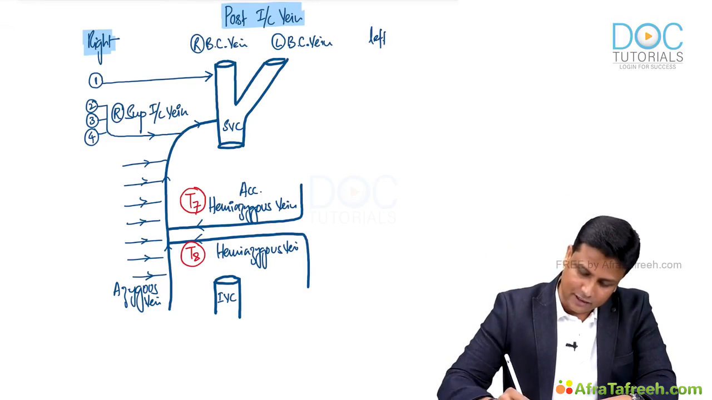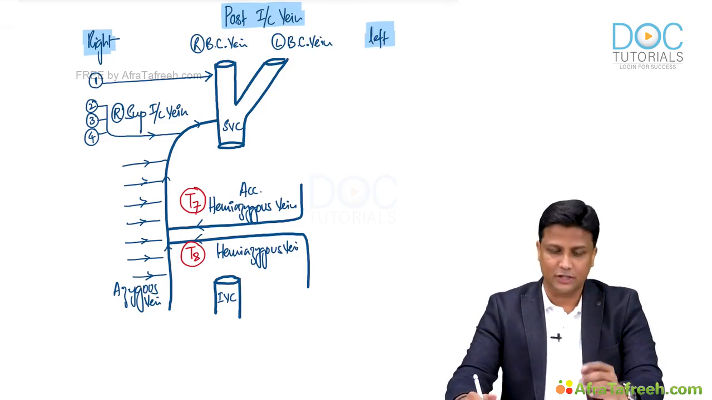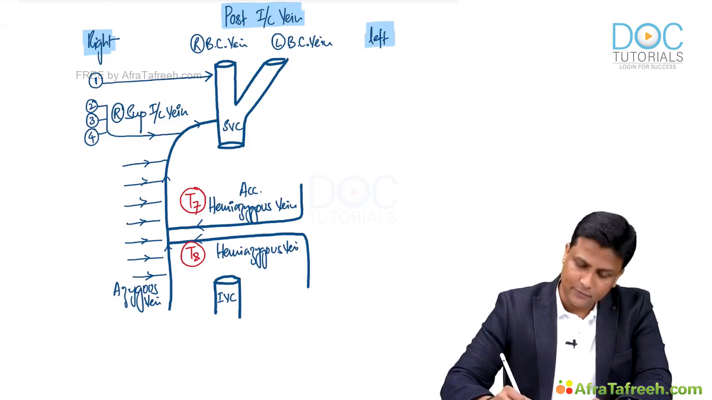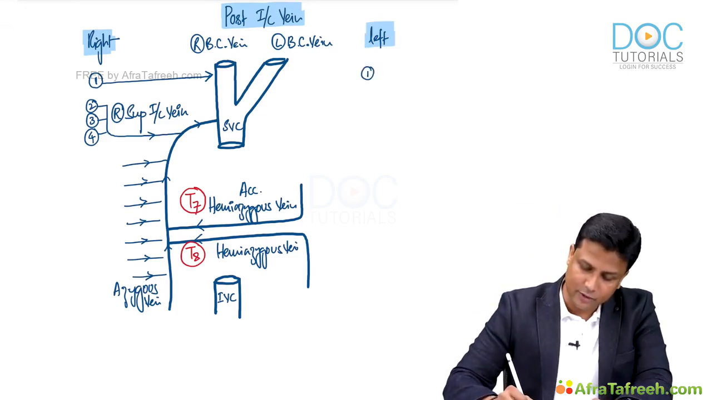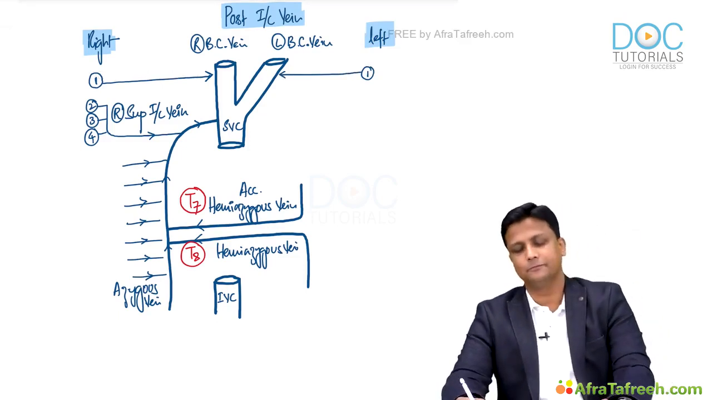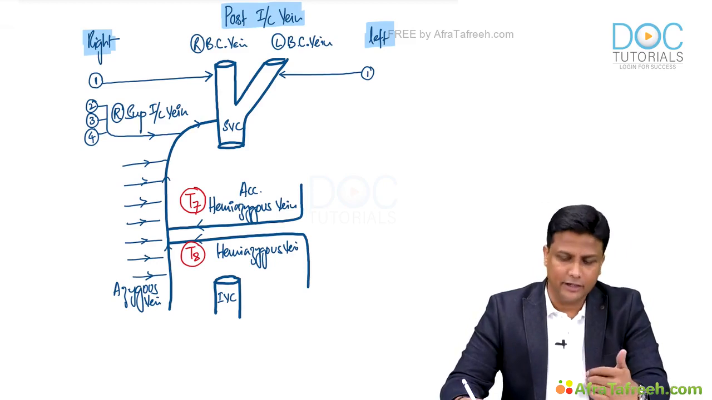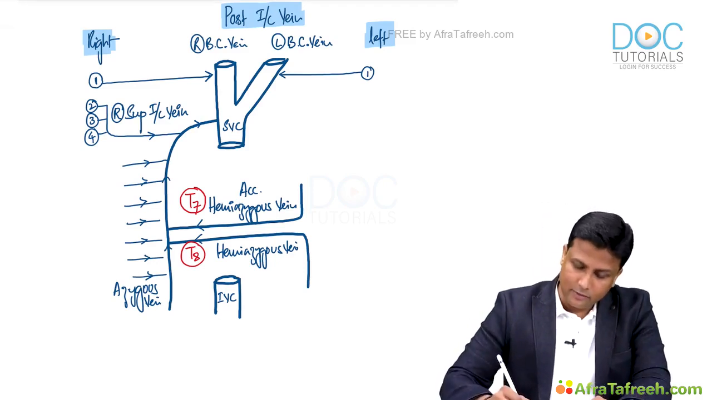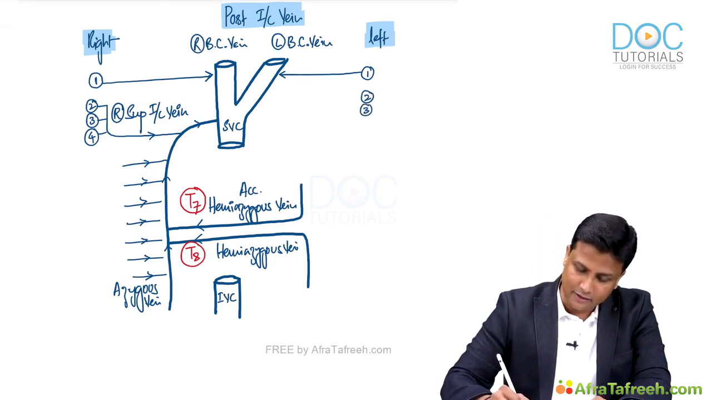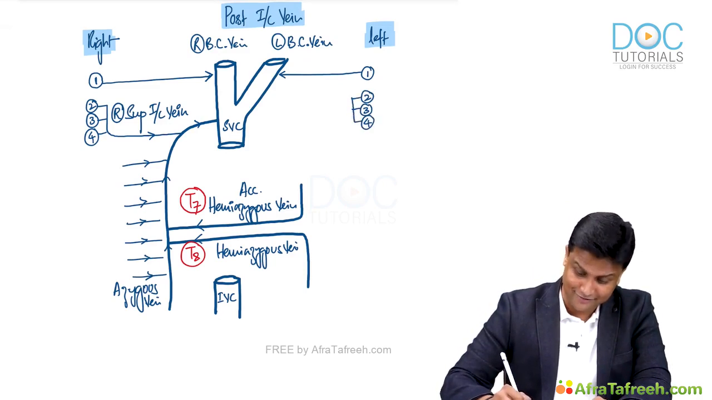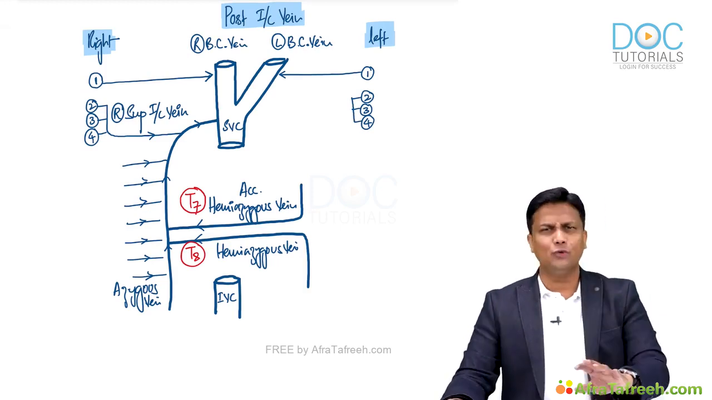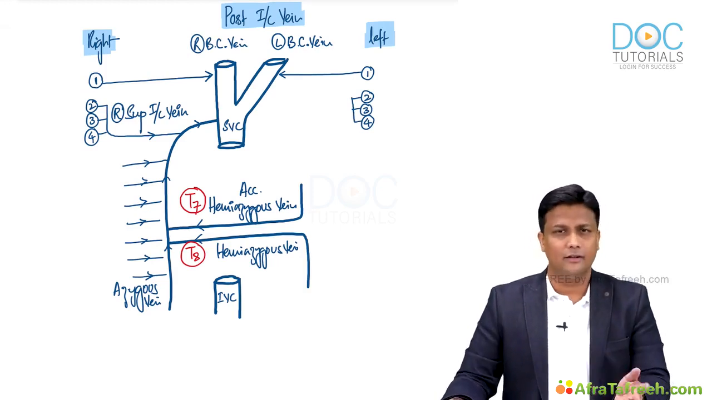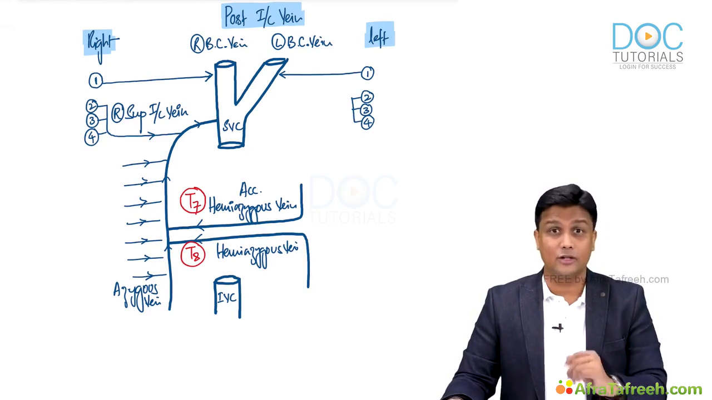Towards the left side, left posterior intercostal vein. Let us see. The first one exactly the same. It is going to drain into the left brachiocephalic vein. No confusion at all. On the left side, the first one is going to drain into left brachiocephalic vein. Now what about the second and the third and the fourth? Again the same thing. These three will combine together to form superior intercostal vein, left side one, left superior intercostal vein.